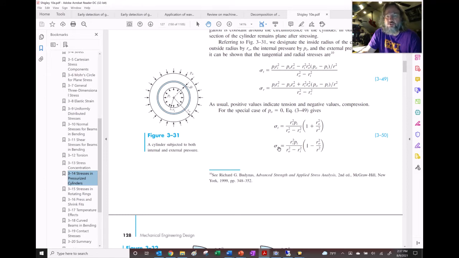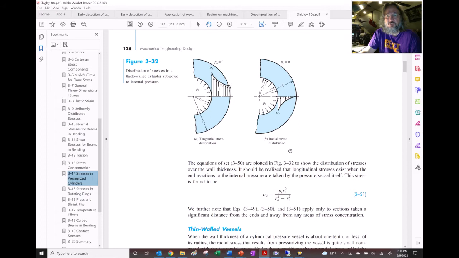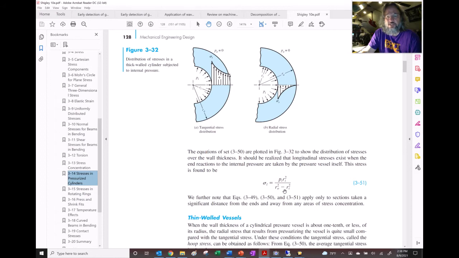Here's tangential, which is also called hoop, remember. And then we have radial, and then if we get to the next page, at least it was in this edition, you'll see here's the longitudinal, and here's the figure that we dealt with.